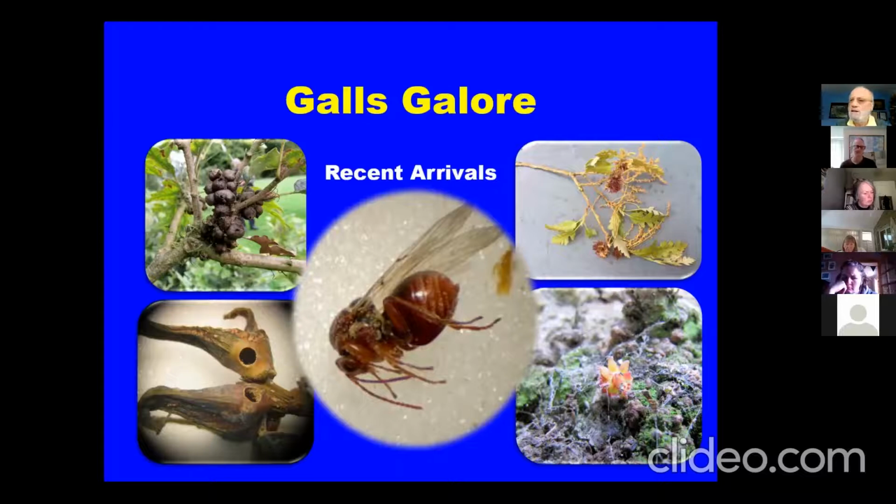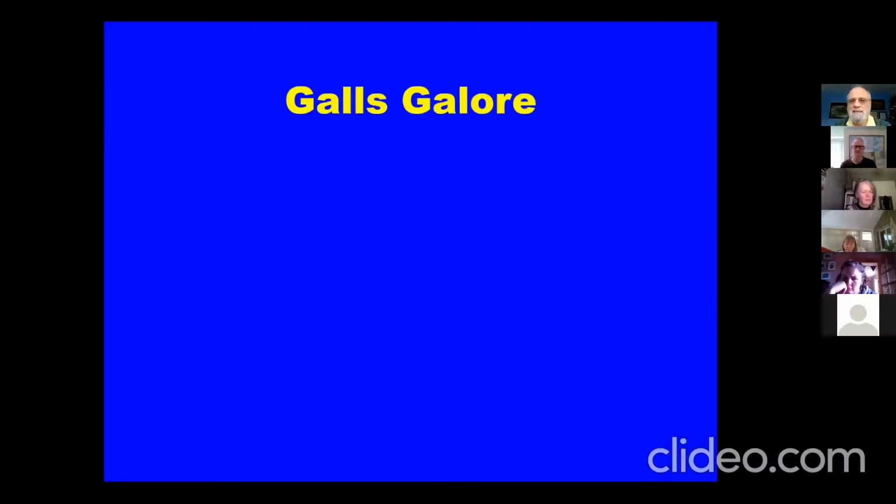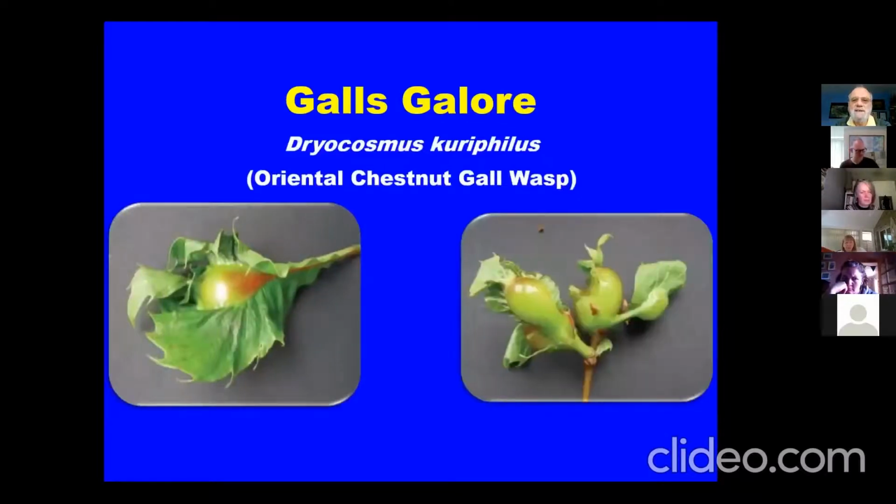All those have arrived in the past 20 years or so. And this one has arrived in the past 5 years. This is a notifiable pest. If you see it, you should report it to the Forestry Commission. And it's an entirely new genus of gall wasp for this country, Dryocosmus kuriphilus, known as the Oriental Chestnut Gall Wasp.